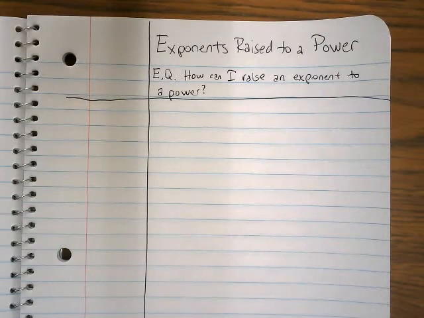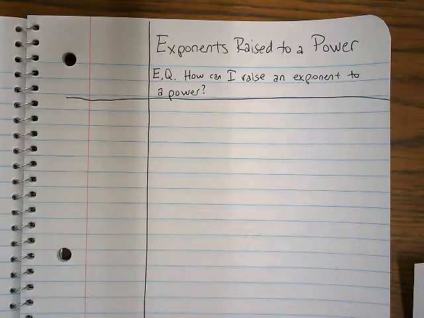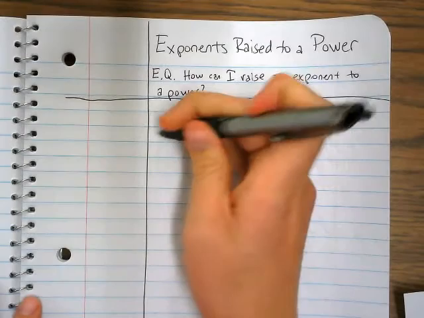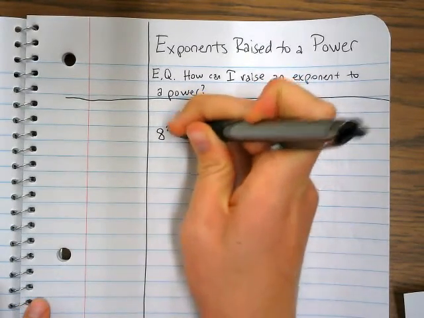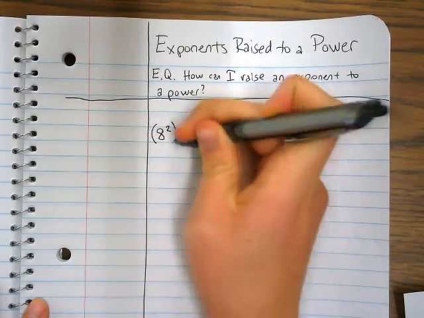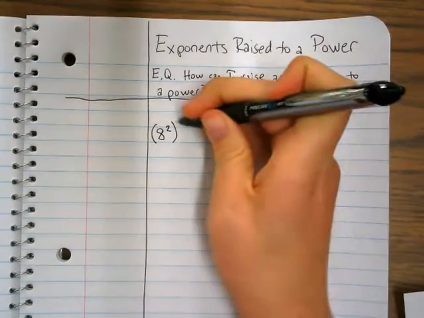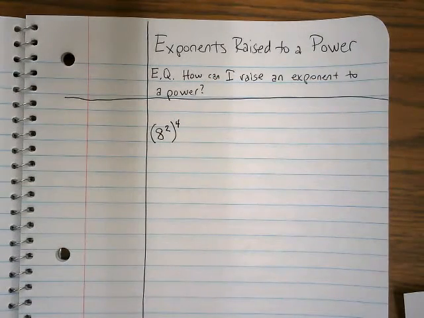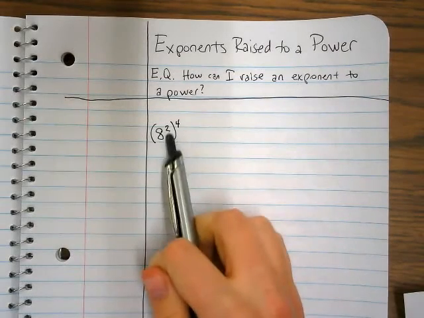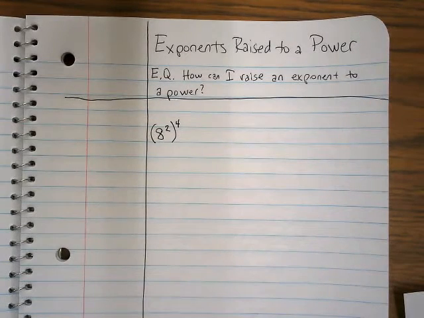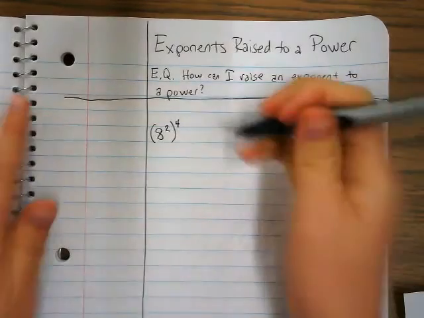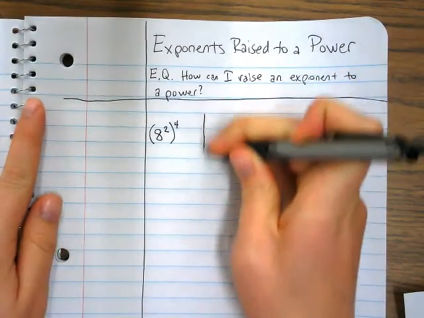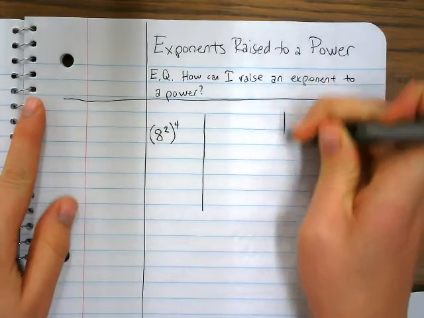Okay, today's notes will be shorter than yesterday. We've just got one thing that we want to cover, and what we want to talk about is problems that look something like this. If we had 8 squared, but then took that whole thing and raised it to the power of 4. So it's like 8 squared to the 4th power. What we're going to talk about is how to solve problems like those. So you can go ahead and write that down. Then we're going to divide the rest of this up.